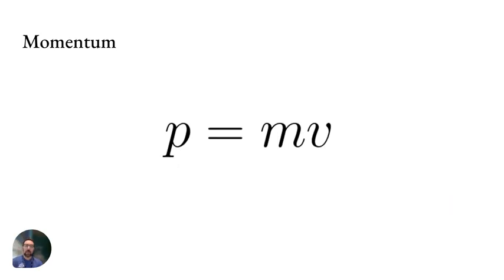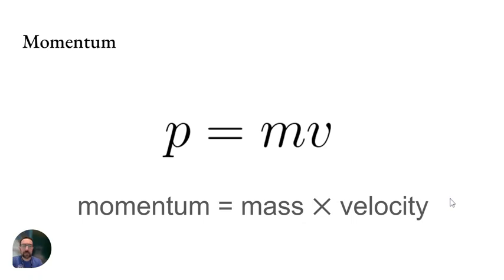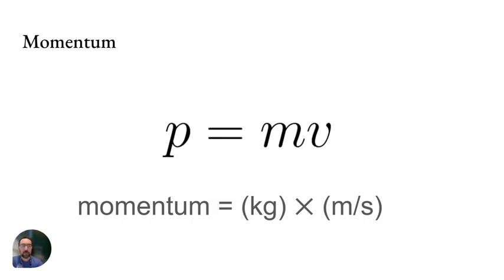This is the equation for momentum. P equals mv. That is, the momentum is equal to the mass times velocity. Mass is in kilograms, velocity in meters per second. So we end up with a unit for momentum of kilogram meters per second.